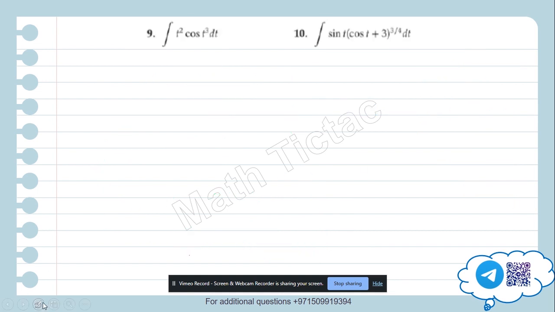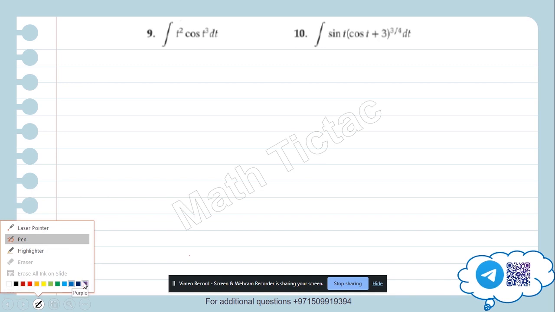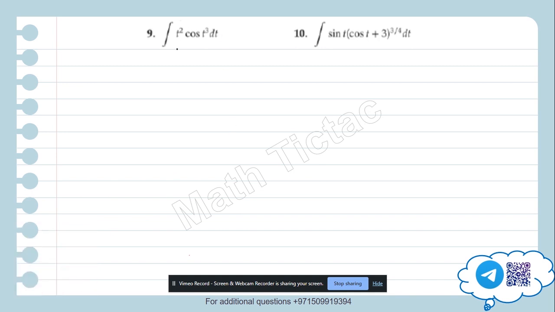Okay, let's see the next question. Here we have the integration of t squared multiplied by cosine t cubed. In here we don't have the derivative of cosine, we don't have minus sine or sine. But we have the derivative of t cubed.